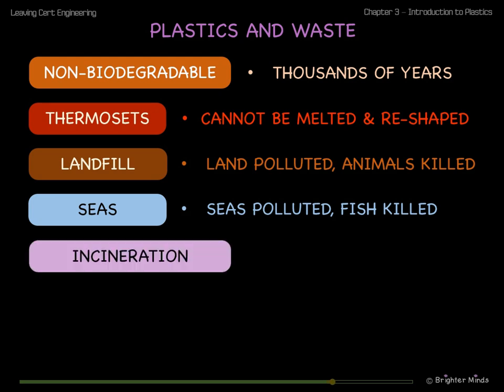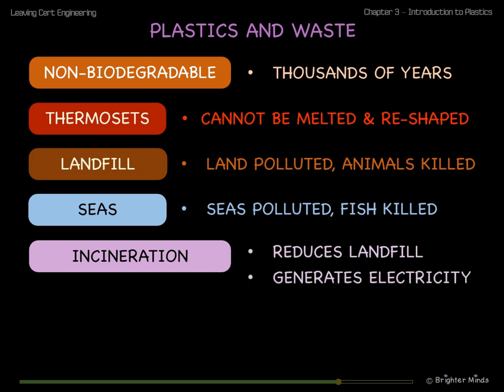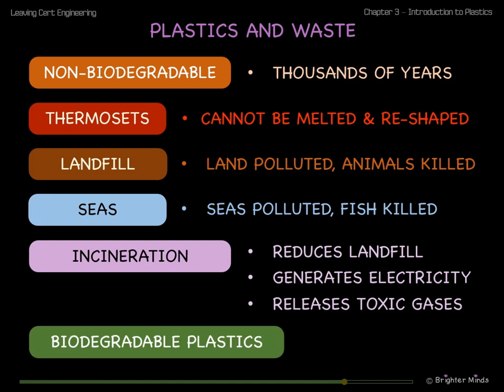Incineration, the burning of waste, can help somewhat as it reduces the amount of plastic going into landfill or seas, and it recovers heat to generate electricity. However, it can also generate some toxic gases, which are not good for the environment. Biodegradable plastics are now being made from cornstarch, which is a welcome development. However, they are still quite expensive, and they may reduce the corn available for food.